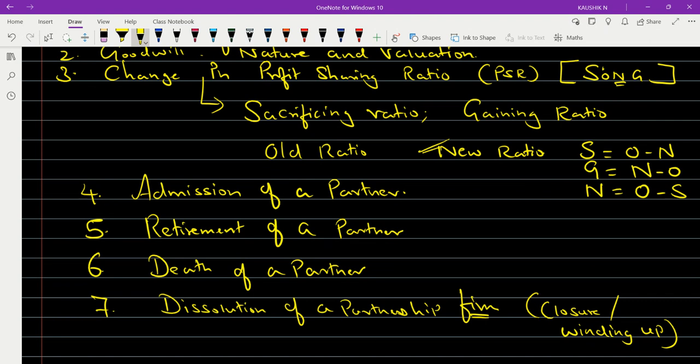And of course, there are many things which you'll be learning in depth in this particular chapter. So one thing you have to keep in mind is the abbreviation SONG. SONG is a mnemonic with which we are going to work out the sacrificing ratio, gaining ratio, and new ratio. Old ratio won't be asked as a question because it has been given in the question.